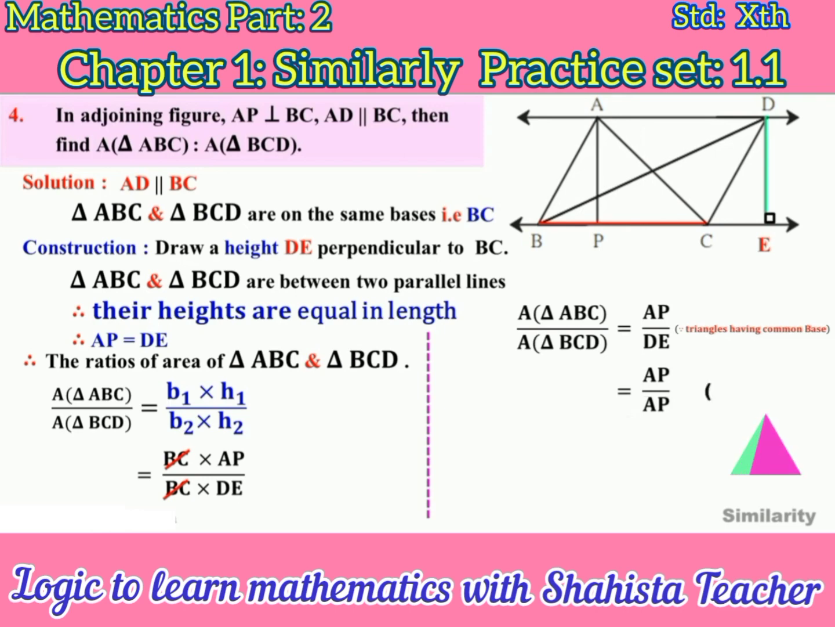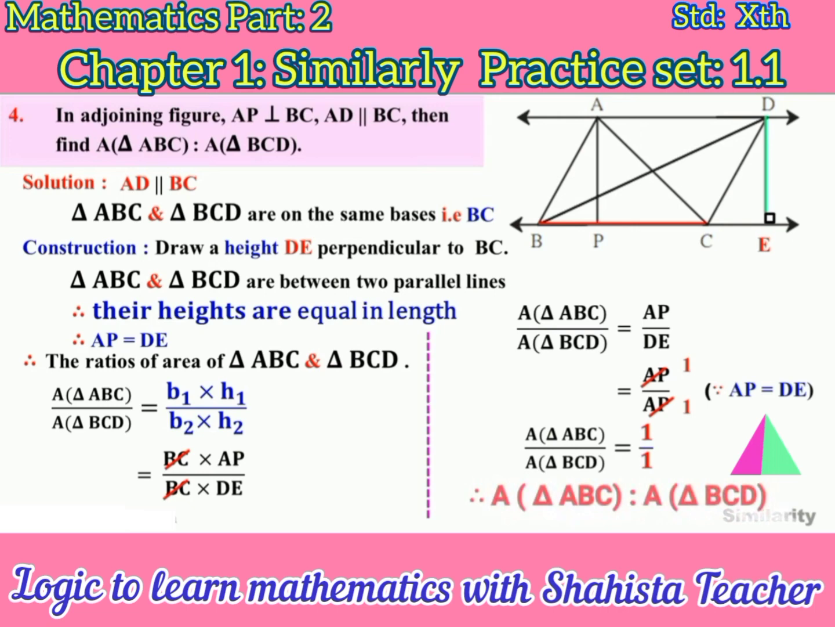Now here AP is equal to DE. So we are writing AP upon AP, because AP is equal to DE. Why? Because they are equal in length. So the common gets cancelled. We get 1 upon 1, which is nothing but 1:1. So the area of triangle ABC upon the area of triangle BCD is equal to 1 upon 1, that is 1:1. Is that clear?